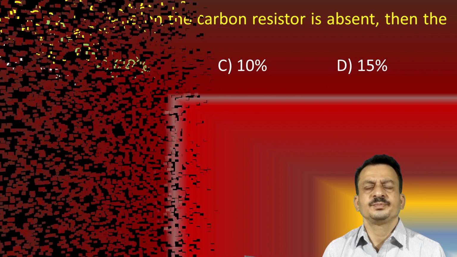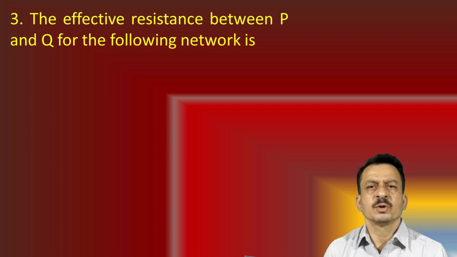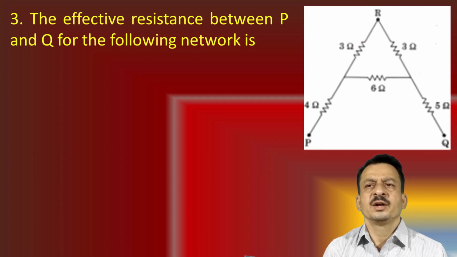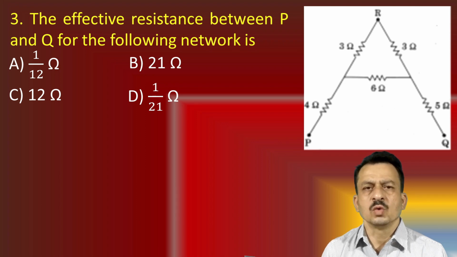Next problem. The effective resistance between P and Q for the following network is... They have given the network like this: P and Q, and 5 resistors are connected: 4 ohm, 6 ohm, 5 ohm, 3 ohm, and 3 ohm. We have to calculate the effective resistance across P and Q. Options: A 1/12 ohm, B 21 ohms, C 12 ohm, and D 1/21 ohms.